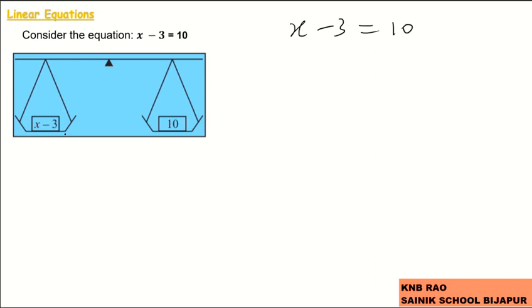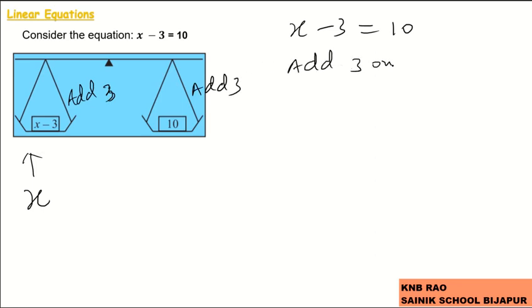Here 3 is less than x. I want only the variable here. That means I have to add 3, because 3 is less here. I have to add that 3 on both the sides. So, add 3 on both the sides is the first step. This is step number 1 that we need to do.